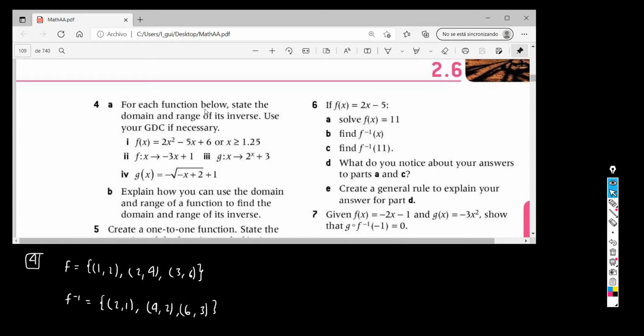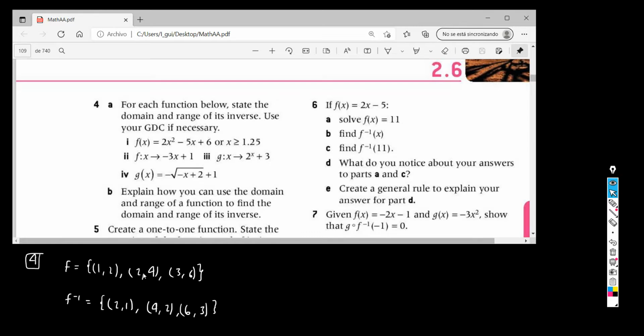For each function below, state the domain and the range of its inverse. Use your calculator if necessary. They give you 4 functions. In here, there's a typo. This is not supposed to be "or"; this is supposed to be "for": for x greater or equal than 1.25. The rest, 2, 3, and 4, are correctly written. Okay, so problem number 4.